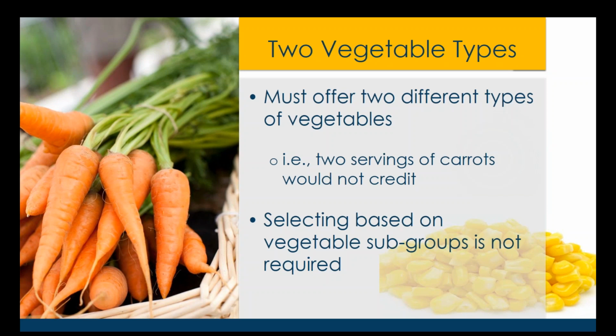The two different types of vegetables do not need to be from different vegetable subgroups, such as dark green vegetables, red-orange vegetables, starchy vegetables, and legumes. For example, you could serve tomatoes and carrots, which are both part of the red-orange subgroup, but would still count as part of a reimbursable meal because they are two different vegetables.